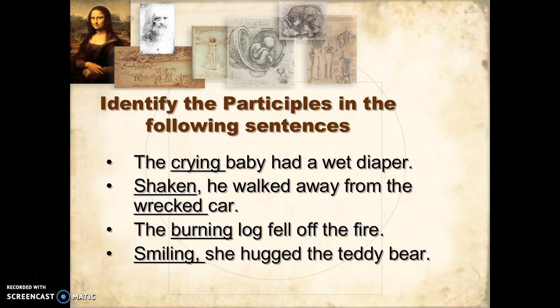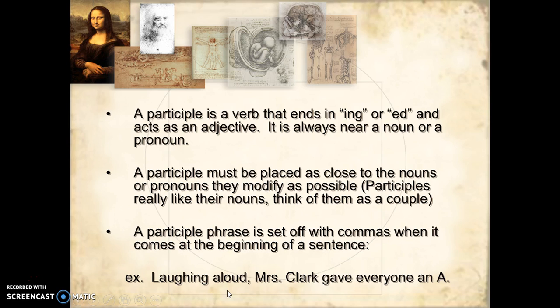And there they are. Crying describes baby. Shaken describes he. Wrecked describes car. This is your present participle. These are your past participles. Burning describes log, and smiling describes she. Okay, you're done with participles, but just as a quick review.